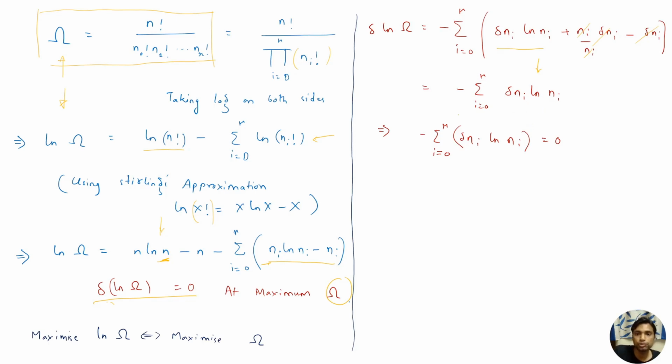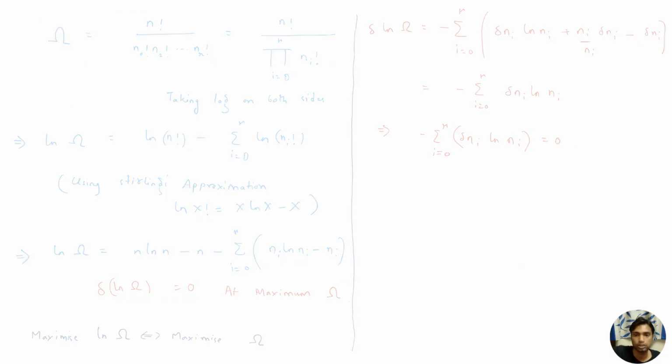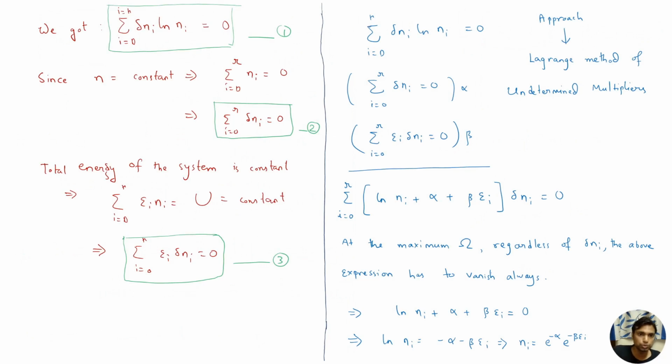And that will be equal to 0 at max omega, and the max value of omega is the equilibrium. So this condition is the condition for the equilibrium state. Now we have got the equilibrium state. Equation 1 is the condition for the equilibrium state.